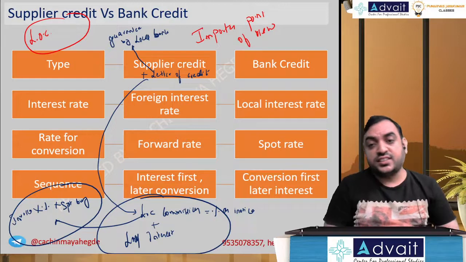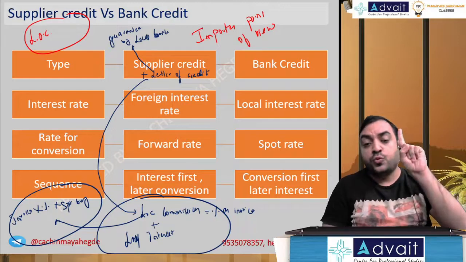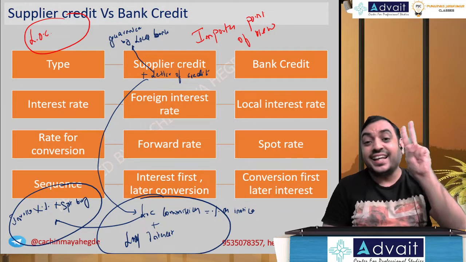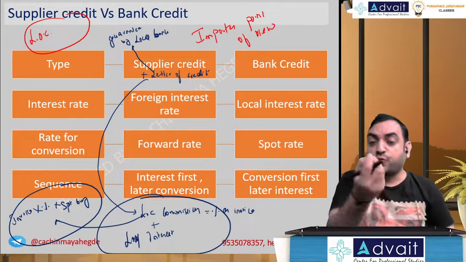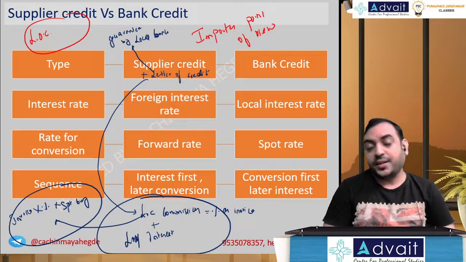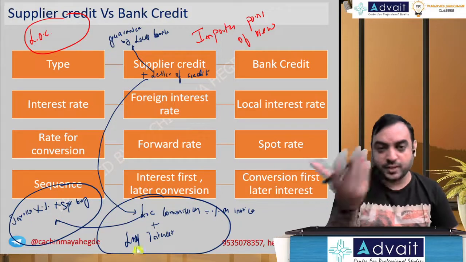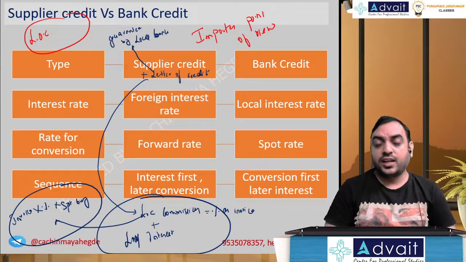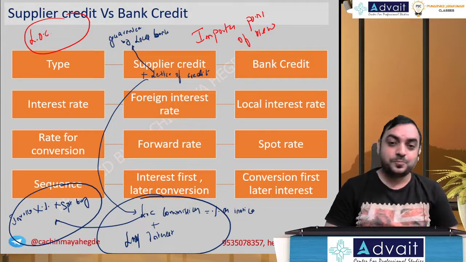So if LOC is there, two cash flows will come. One, LOC commission. Second, interest on the time value of money, which will get added to your cash outflow in supplier credit. Then you make a decision whether it is worthwhile to do supplier credit or bank credit.